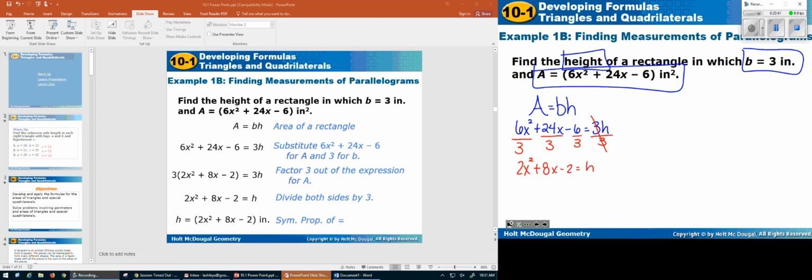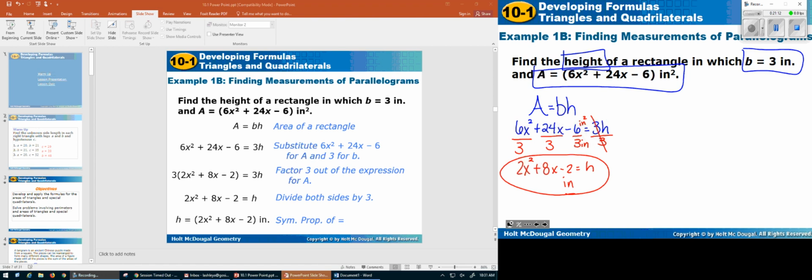I didn't keep my units in my work. I could have, so that you could have seen what happens with those units. This was inches squared, and then we divided it by inches, right? So what should the height be measured in? Just inches, right? Are we good? Yes. That's the answer. It just said find the height.